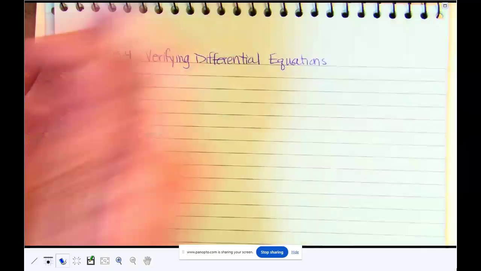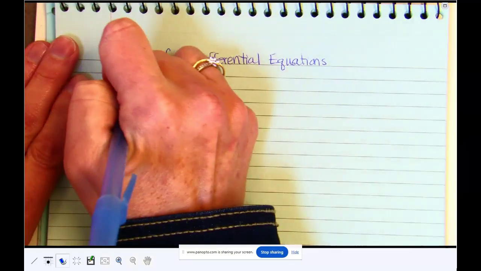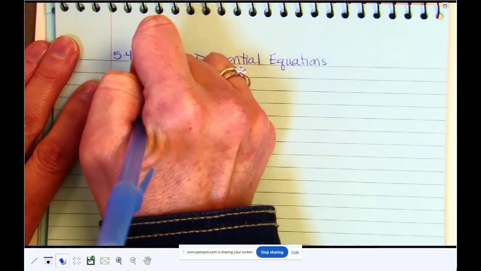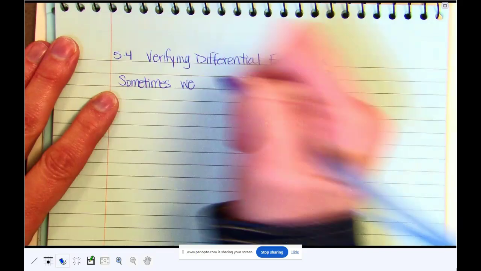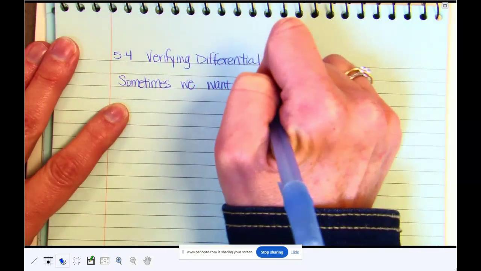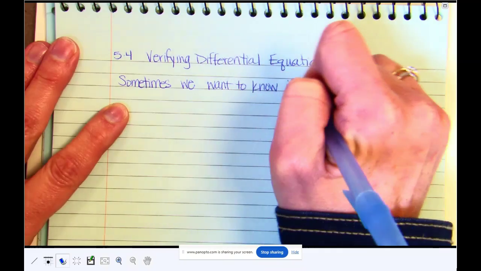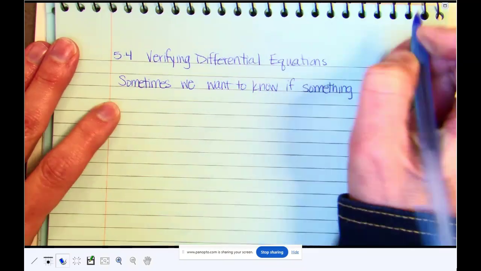So verifying differential equations is a little bit different. Aiden asked during our lesson today, is this like a precursor to something else that we're doing? And it's not. So sometimes we want to know if something that we already have is a solution to a given differential equation.